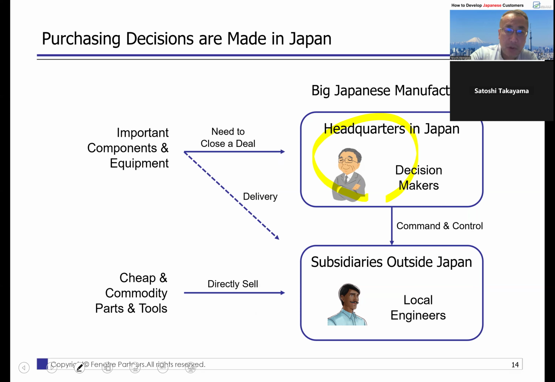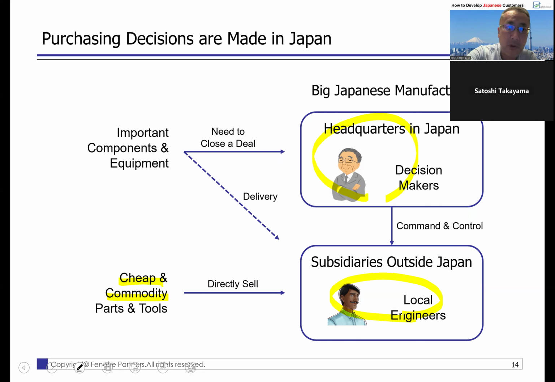Of course, if you are selling cheap products or not very important products to your customers, local engineers are decision makers. They can make a decision on suppliers or component parts or anything.